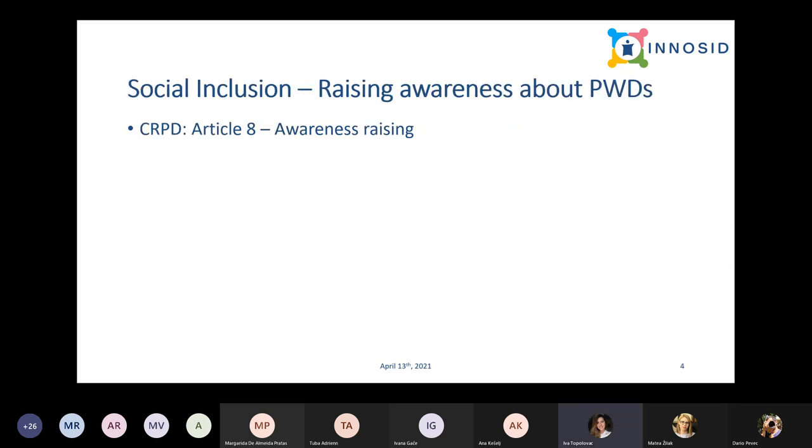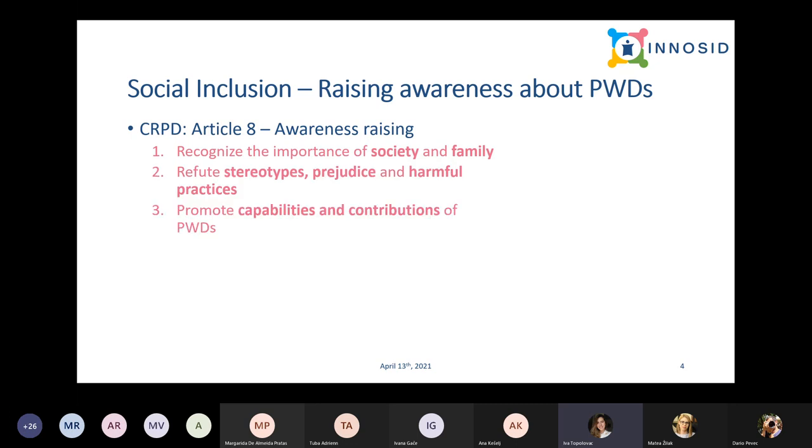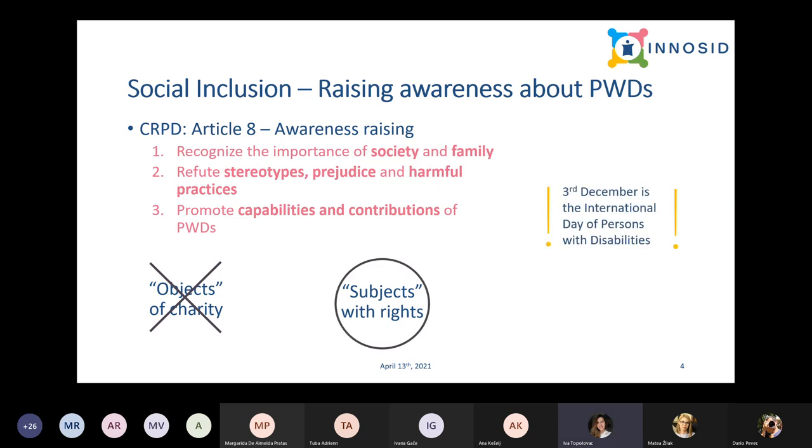So moving on to the center point of this presentation, Article 8 that is related to raising awareness about people with disabilities. As I said, it focuses on 3 points. These are simplified points. I will describe those points in detail in the following slides. But for now, let me repeat what is actually the goal of this convention. Well, the goal is to stop viewing people with disabilities as objects of charity, medical treatment, and social protection, and instead see them as subjects with rights who are capable of claiming those rights. I have included a fun fact that the 3rd December is the International Day of Persons with Disabilities. So there is that fun fact.